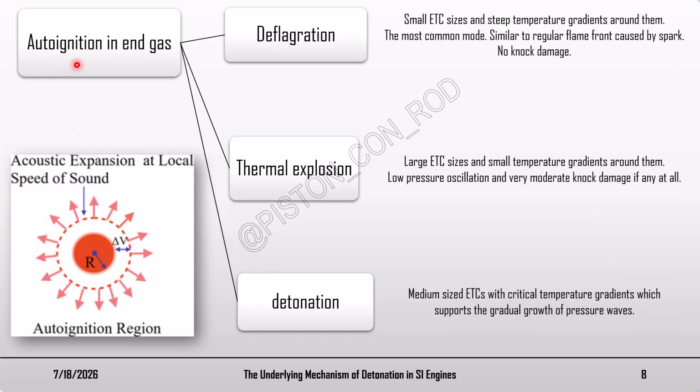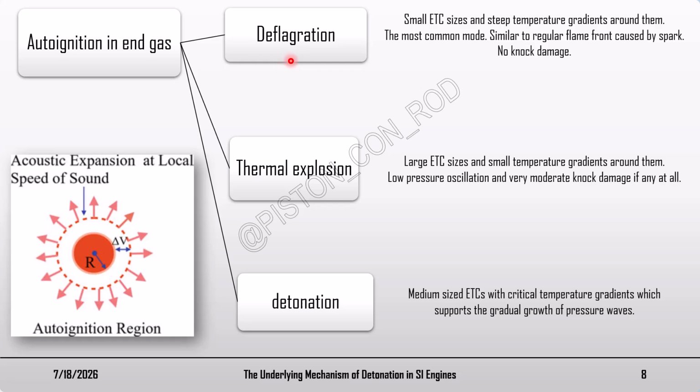So after the autoignition happened in the end gas, as we said before, three different scenarios might happen depending on the temperature gradient and autoignition size at that location. The first one being deflagration, as we said, it is nothing important. It will act just like normal combustion.